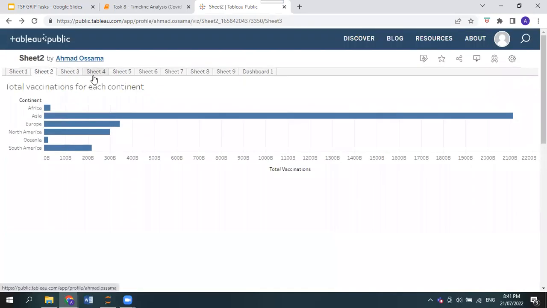Here we have total vaccinations for each continent. Asia has vaccinated a lot of people, around 2,000 billion. That's why it has a lower number of new cases than Europe.